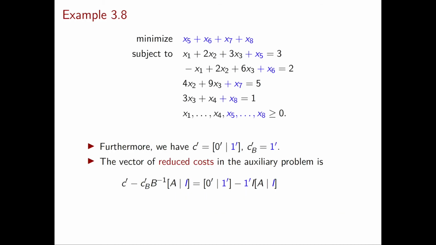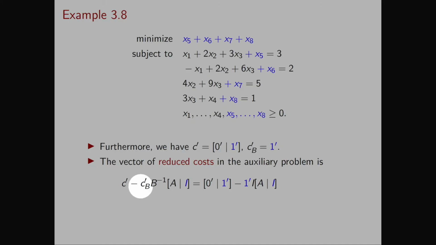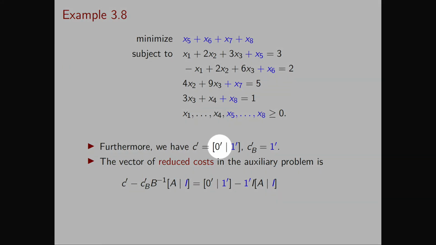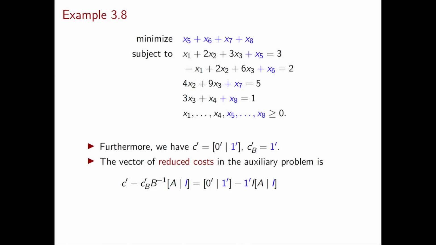Now our target is to form the initial tableau. So what else do we need? We need the vector of the reduced costs. As always, the formula is c transpose minus cB transpose B inverse times the constraint matrix, which is A and the identity. What is our vector c transpose? This is the cost vector of the auxiliary problem. So it is the vector that has zeros in all the original variables and ones in all the auxiliary variables.